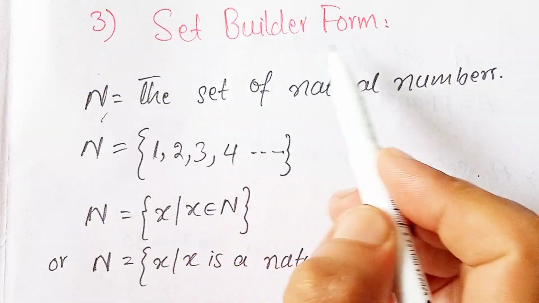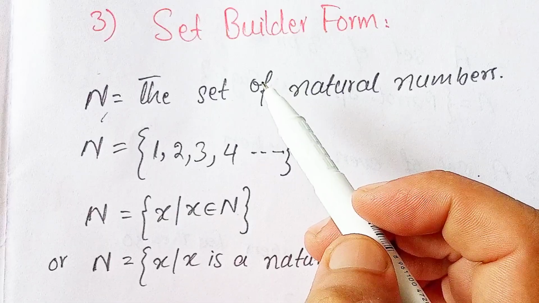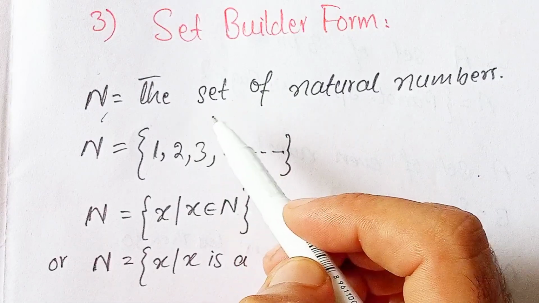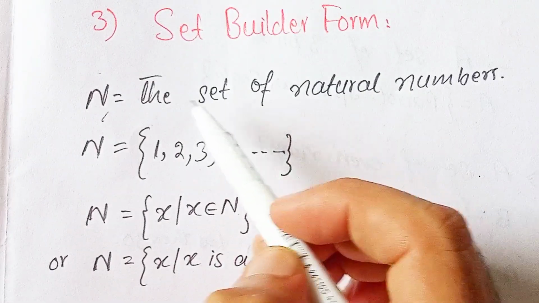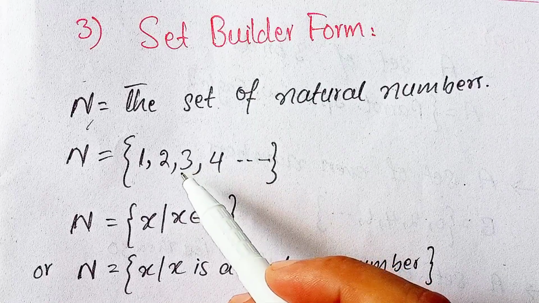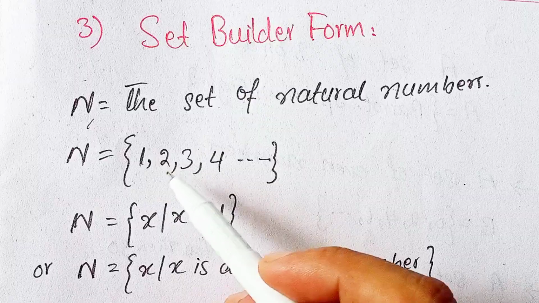The third one is set builder form. In set builder form, a common rule is written in the shortest possible form that describes the elements of the set. For example, N is the set of natural numbers. So this is the descriptive form of the set of natural numbers. In tabular form, the set of natural numbers can be written as the numbers enclosed in curly brackets. So this is the set of natural numbers.